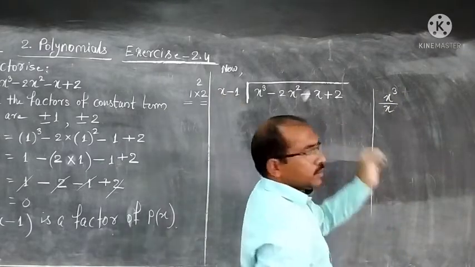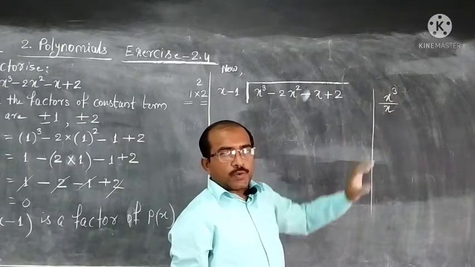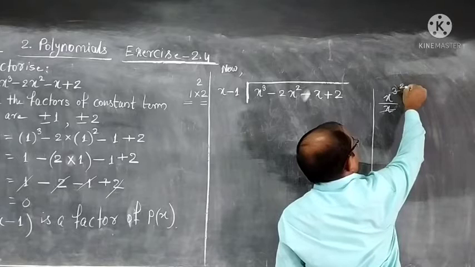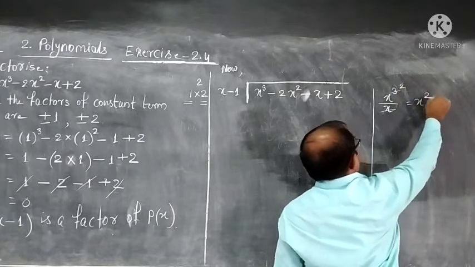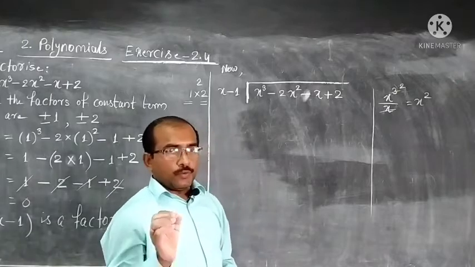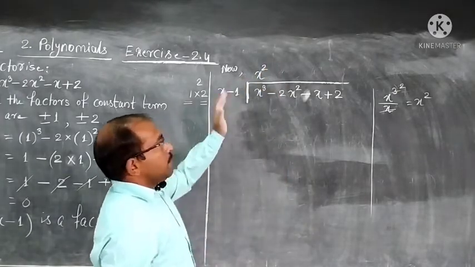And ask a question to yourself, there are x to the power 3 and x to the power 1. If we divide, what will happen? One x will be cancelled and still 2 will remain here. That means x square will remain. That will be the quotient. I hope you got the idea. So x square.